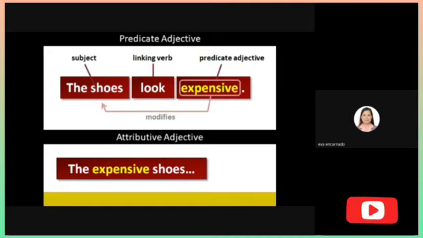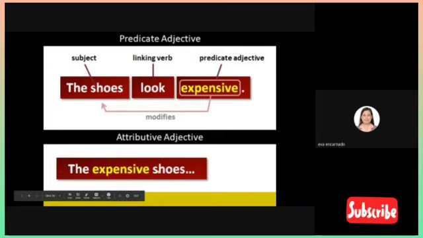So, magkatabi sila. Okay? Without linking verb. Walang nagsiseparate sa kanila. Yun ang ibig sabihin ng attributive adjective. Expensive shoes, diba? Expensive bags. Expensive watch. Diba? Expensive toys. Tabi lang.